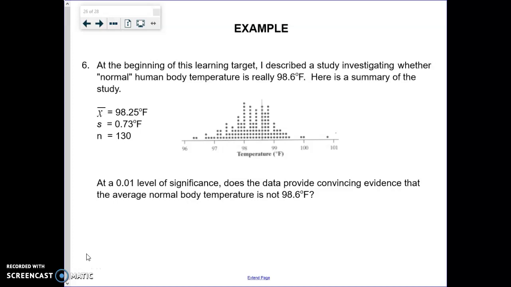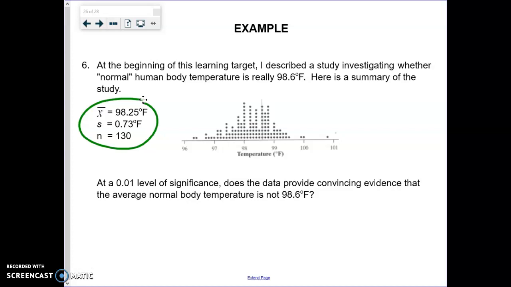All right, ladies and gentlemen, I know it's been long, but let's look at our very last example here. This goes back to the study that they did on whether the average normal body temperature is not 98.6 degrees Fahrenheit. So we've got our summary statistics over here. And if you were given a data set, you'd want to be able to graph that on your stat app to find those summary statistics.